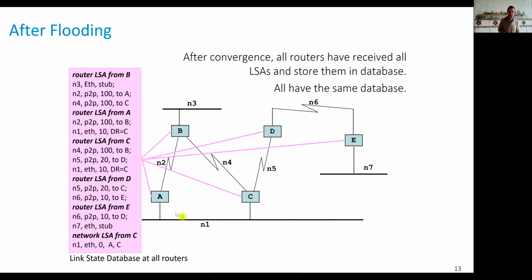So C will send to everyone another link state database, which is, I am network N1, I am an Ethernet, I have a cost of 0, we'll see why, and I have routers A and C connected to me. So router A will simply say, I am connected to N1, designated router C. So to find the complete map, we need to combine everything.